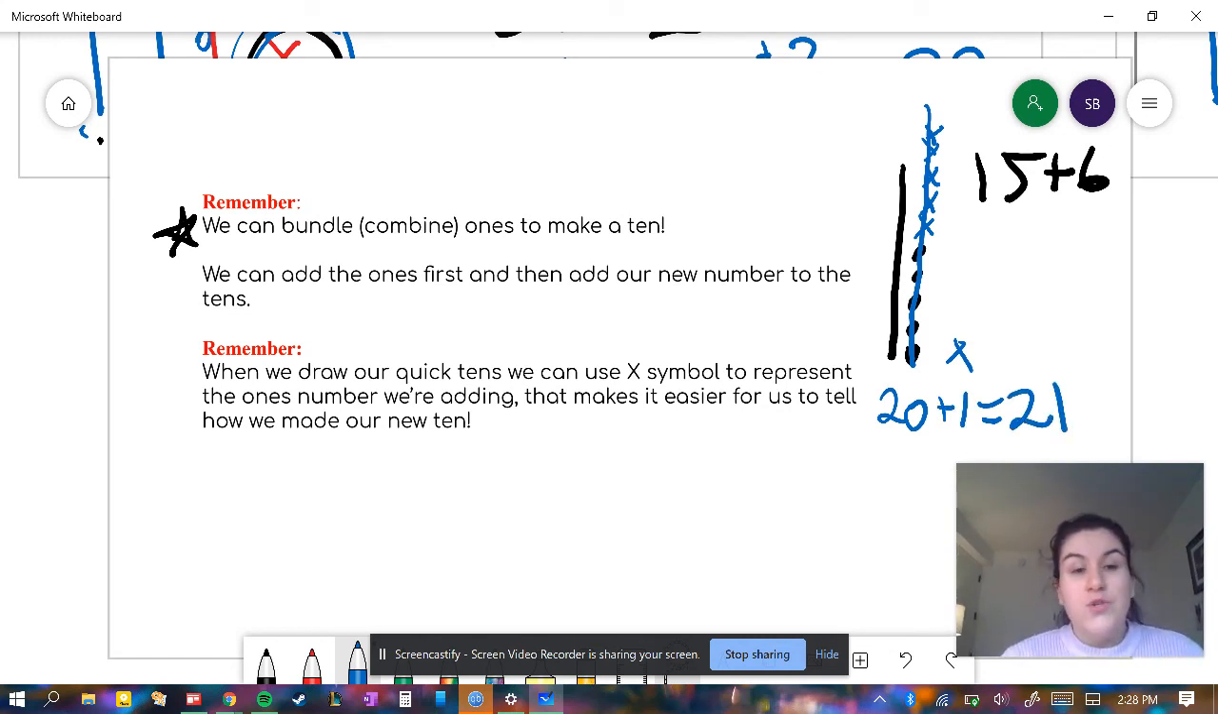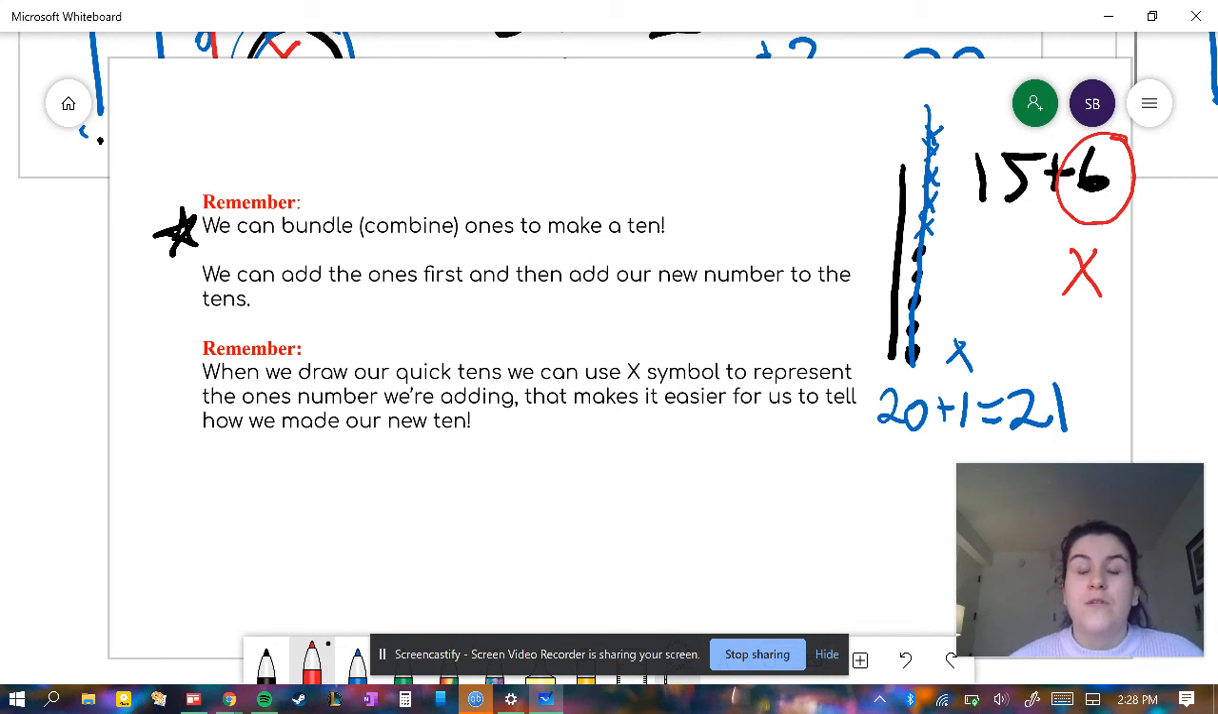The last thing I want you to remember is what I just showed you in this picture. When I was drawing my 6, I always used an X to represent it because that lets me know that we're using the other number. It's easier for us to tell how we made our new 10 and how we used both of the numbers in the problem when we represent the numbers differently. So when you're adding on that next number, are you going to use circles to draw them? No, you're going to use X's.